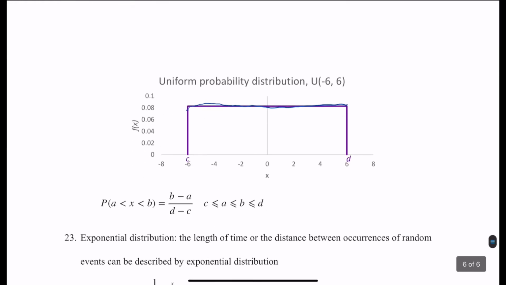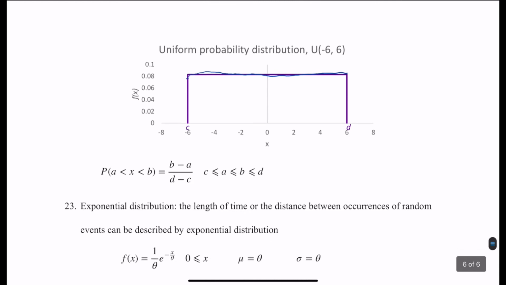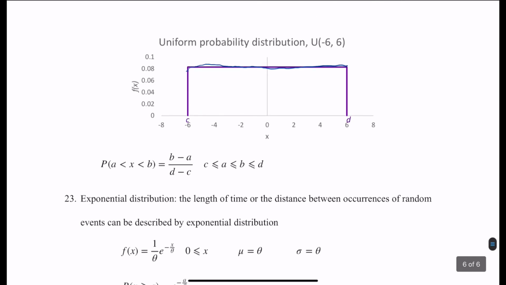So a uniform distribution looks like this. And how to calculate its probability is also very easy, right? And you need to pay attention here. You also have to specify the range. And the probability you want has to be within the range of the whole distribution. So that's uniform distribution. Very simple to understand.